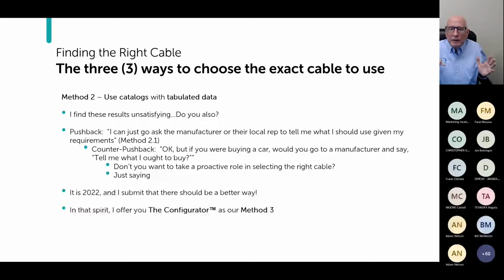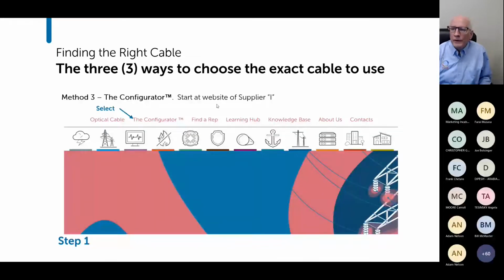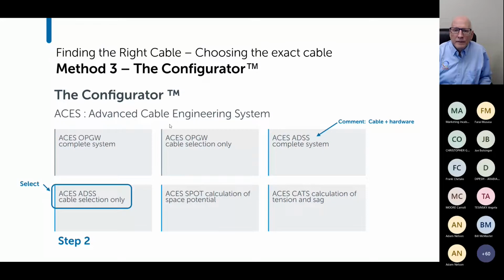That's just me. Plus, it's 2022. I submit that there ought to be a better way. And in that spirit, I offer you the configurator as method 3. The configurator, you start at the website of supplier I. It's right there, the configurator. Select it. You can find OPGW, how to select that, ADSS, and a couple other things we'll talk about later.